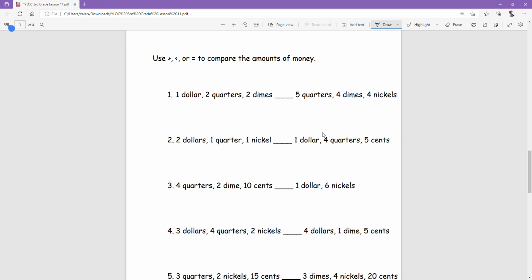So we're going to have to use the greater than, less than, or equal to sign to compare the amounts of money. So for number one, we have $1, 2 quarters, 2 dimes, and for the other side we have 5 quarters, 4 dimes, and 4 nickels. So $1 is just 1.